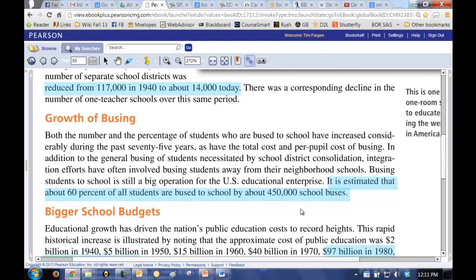Then came the growth of busing. It is estimated that about 60% of all students are bused to school, with about 450,000 school buses.